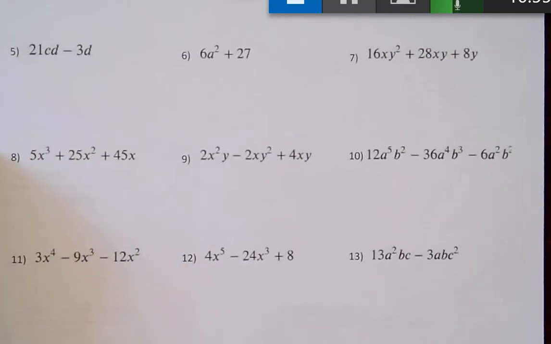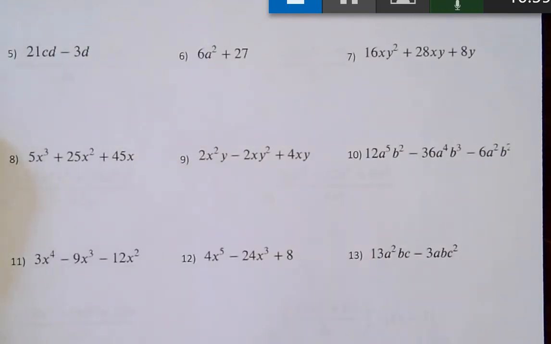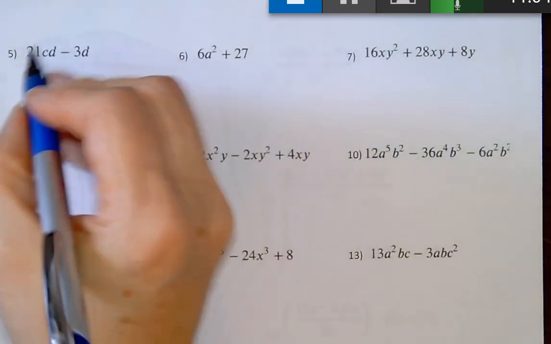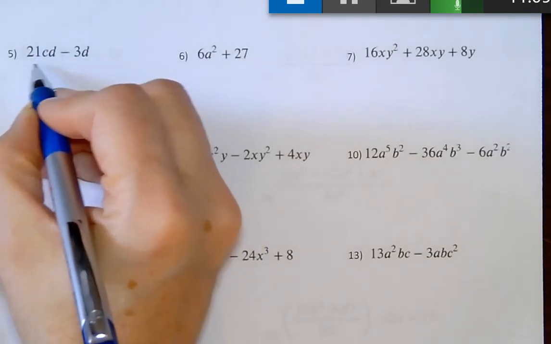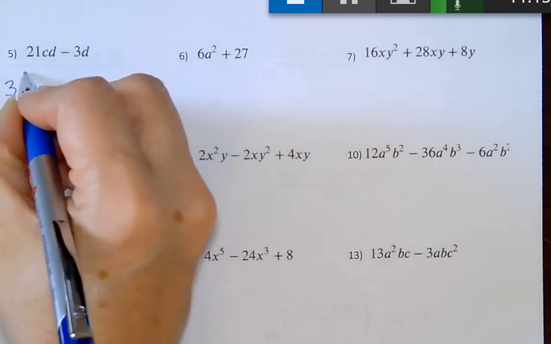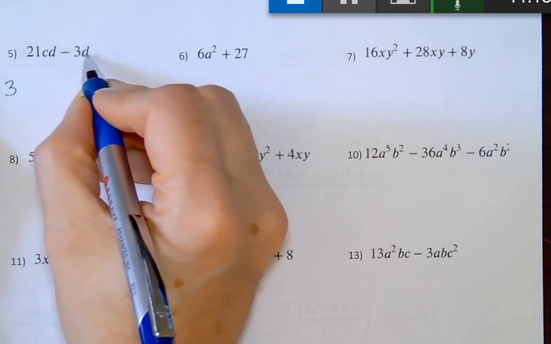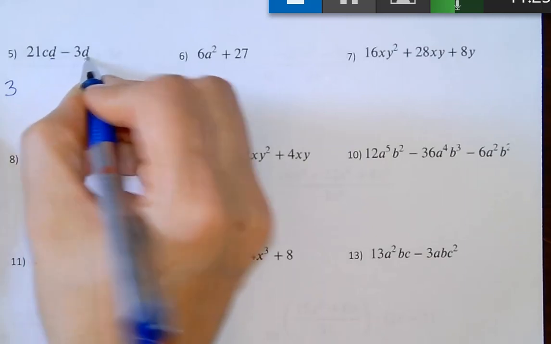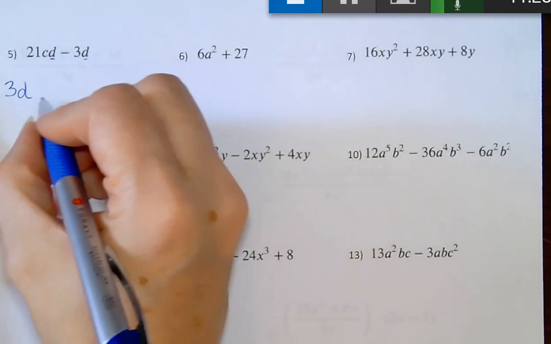At this point, if you want to try some of these problems, put this video on pause and come back. You can certainly do that. So I have 21CD minus 3D. So I have 21 and negative 3. I want to keep the first term positive, so I'm going to pull out 3. If I pull out 3, then I'd be left with 7CD, and I'd be left with negative D. But when I look at my variables, I can see that I can also pull a D out of each of those, right?